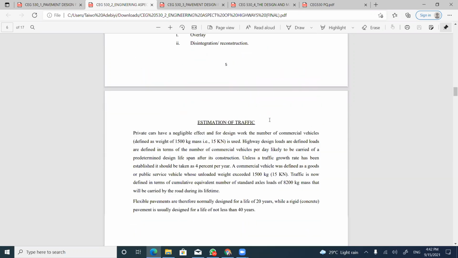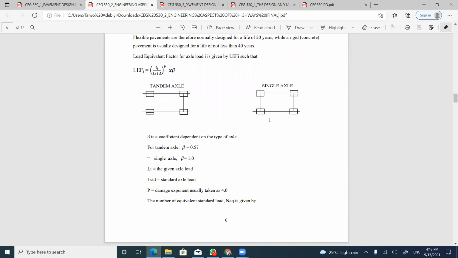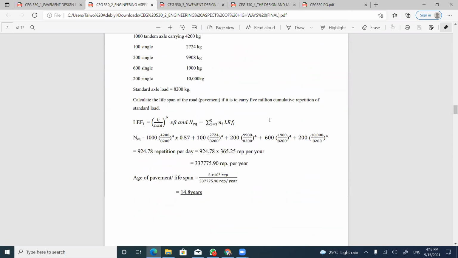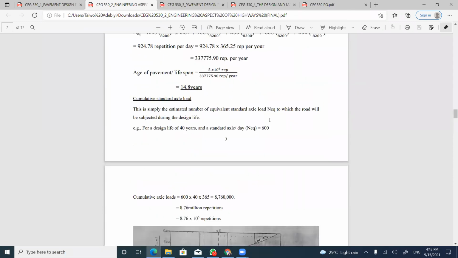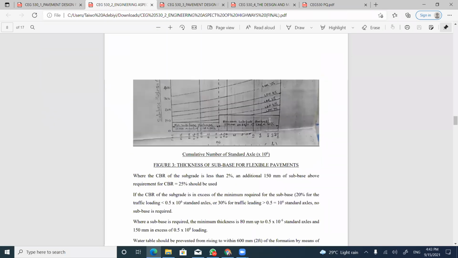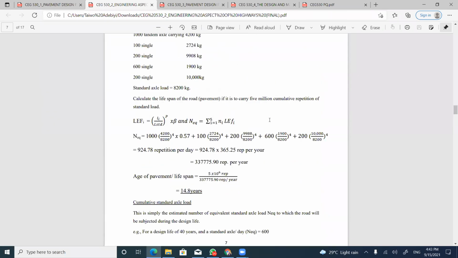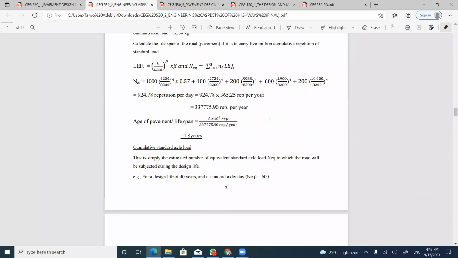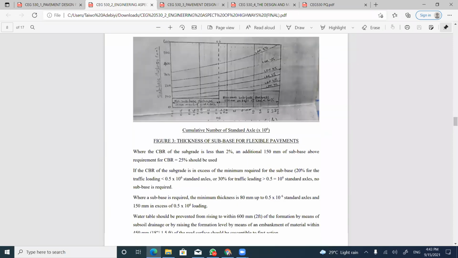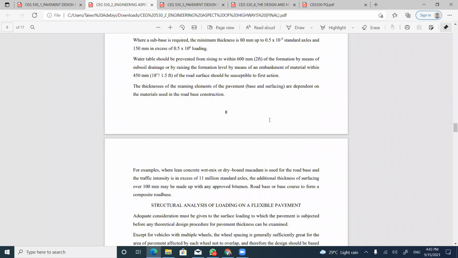Another thing in this material is the estimation of traffic, cumulative ASU load. Cumulative ASU load will also cover one full question, as stated by him.